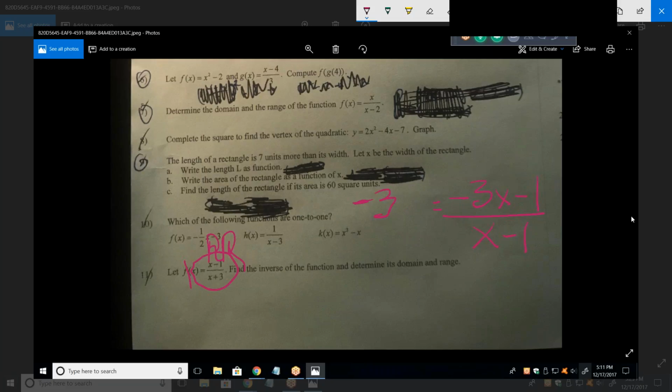So now I'm going to have the same problem, right? In other words, I cross multiply, I'm going to have -3x plus 3 equals -3x minus 1. No way, Jose. 3 does not equal -1. It cannot cross the horizontal asymptote.